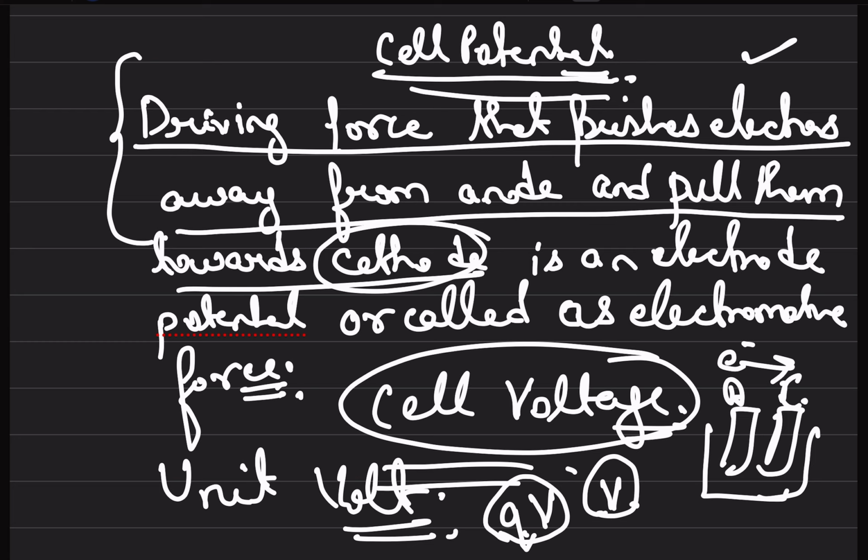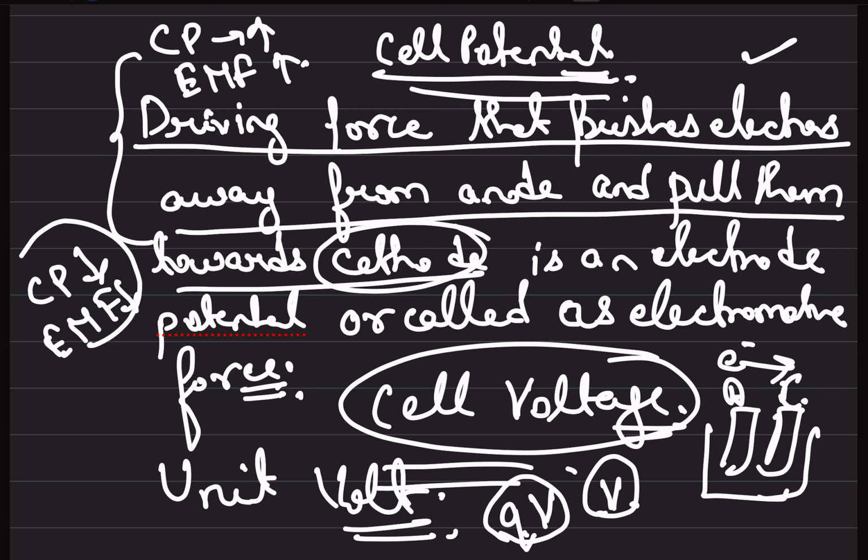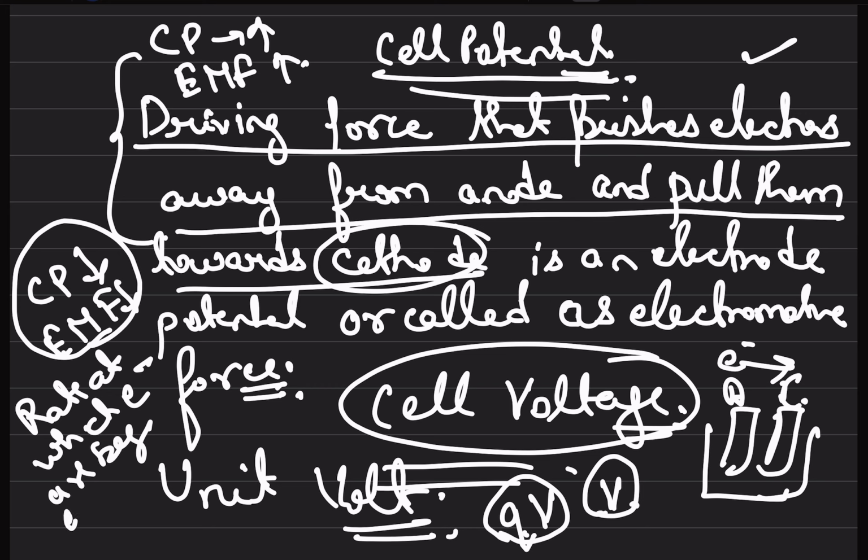So as the cell potential is higher, the electromotive force will be higher. If the cell potential is lower, the electromotive force will be lower. So the rate at which electrons are being attracted towards the cathode will be lower if the electromotive force or the cell potential is lower. If the electromotive force or the cell potential is higher, the rate at which the electrons are attracted towards the cathode will be larger.